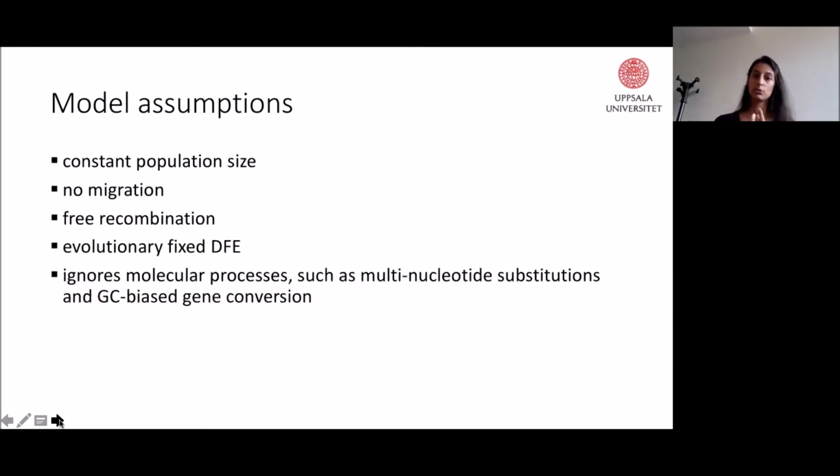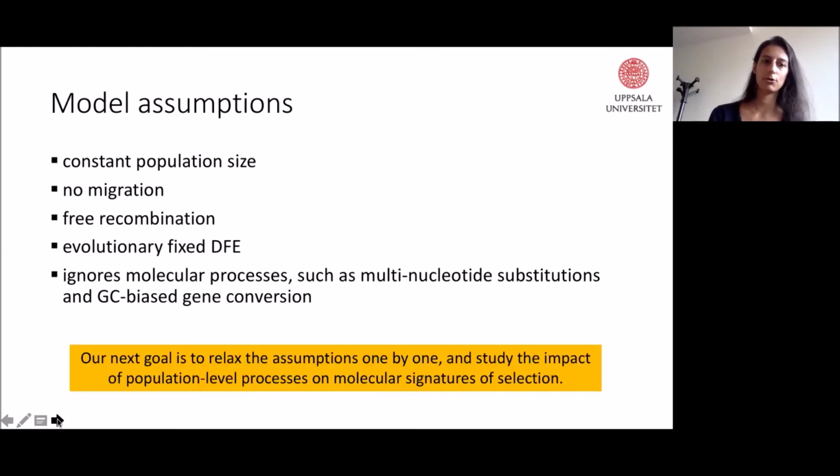In order to do that, we first need to look at the model assumptions underlying our mathematical model. We assume constant population size, no migration, free recombination, a fixed distribution of selection effects, and we ignore at the moment molecular processes such as multinucleotide substitutions and GC-biased gene conversion. GC-biased gene conversion is a process that has interested me a lot over the past years, and we're working on extending most of the assumptions, but what we already have results on, and what I'm going to focus on right now, is to relax the assumption of constant population size.